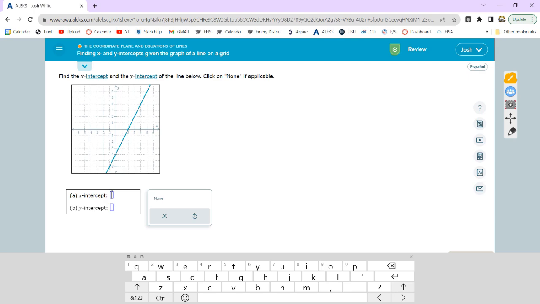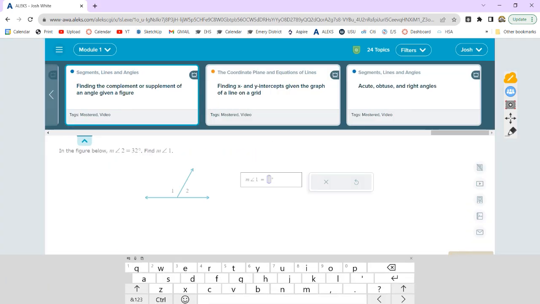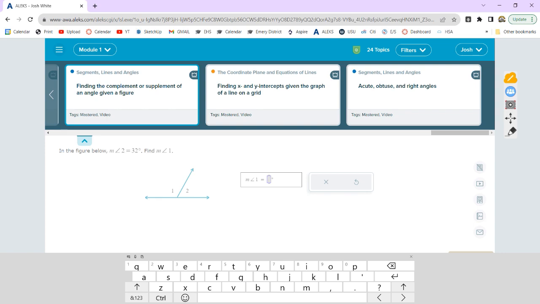Finding the x and y intercepts. The y-intercept here would be 4. The x-intercept is going to be 2. Easy enough. Oh, -4. You're right.